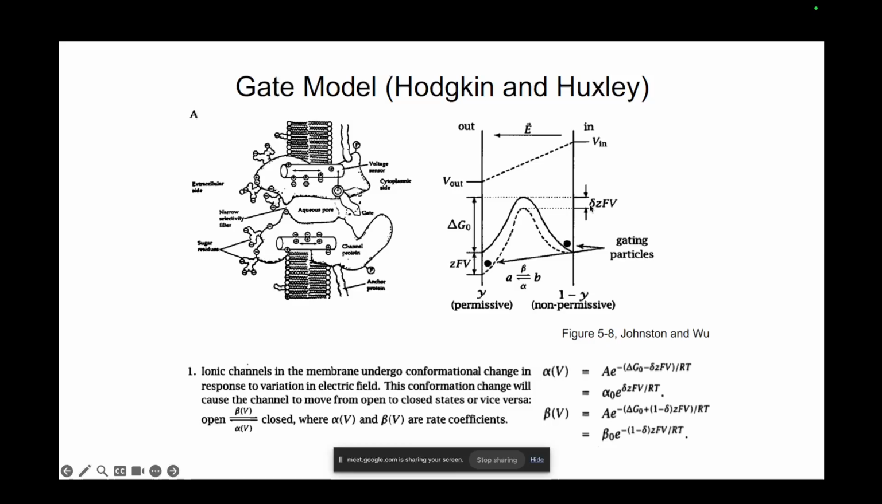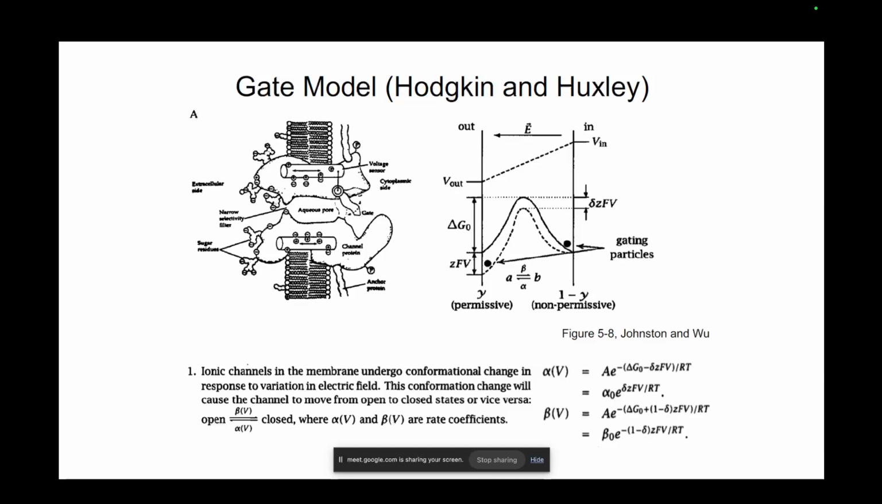So this delta Z FV that you see is the difference in energy levels when there is a particular electric field, or a voltage potential, around the particular neuron. So if you want to model this whole phenomenon, you model the rates of this particular opening and closing. So going from permissive to non-permissive, non-permissive to permissive.